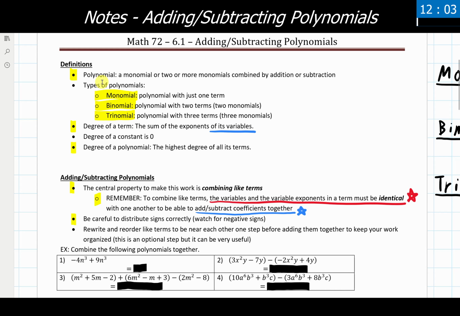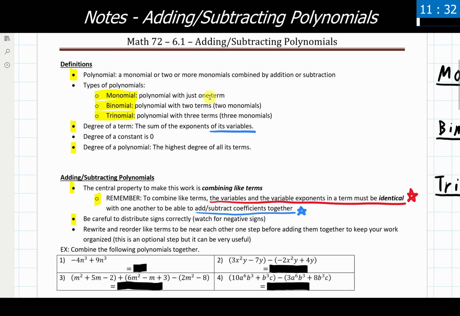A polynomial is a very broad and far-reaching term that essentially means a monomial or two or more monomials combined by addition or subtraction. Now we need to also get the definition of a monomial in here. A monomial is a polynomial with just one term. So we can see where some terminology can get a little confusing with these.